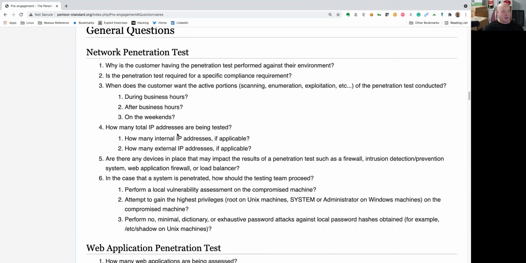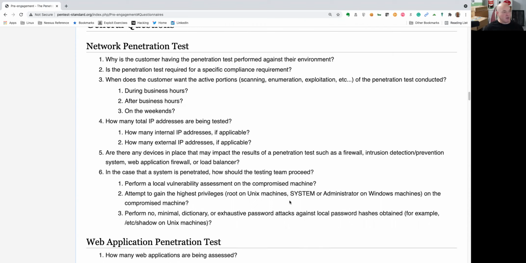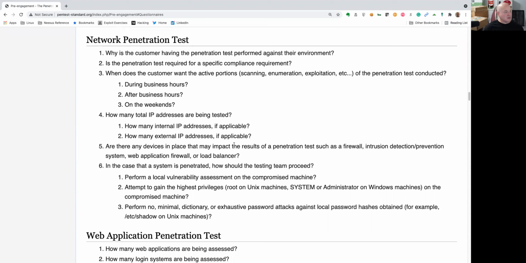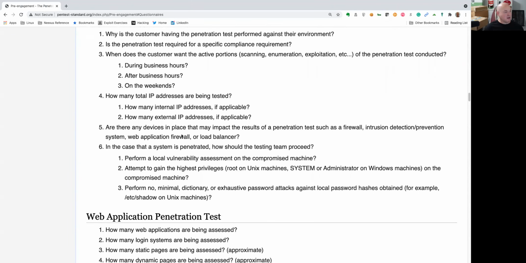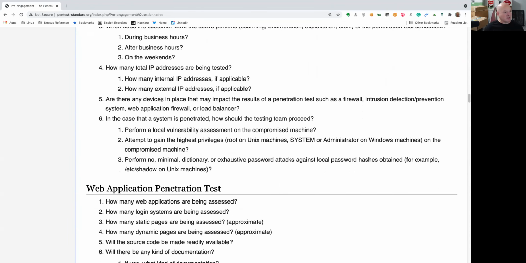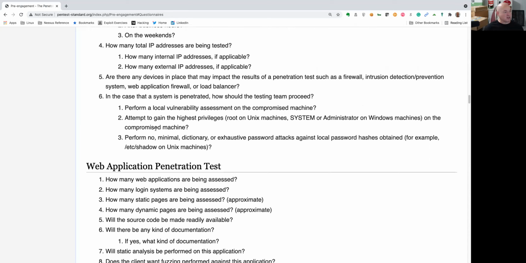And sometimes people have the mindset that if a system goes down, they want it during business hours where all their support people are there to fix it. This isn't a common thing, but it does worry the people you're testing. If they've had pen tests before and had a bad experience, then they worry about those kinds of things. So the hours when you're going to be testing is important. This is going to be across your web app pen test as well as your network, how many IP addresses. So you're just defining the scope here with these questionnaires.